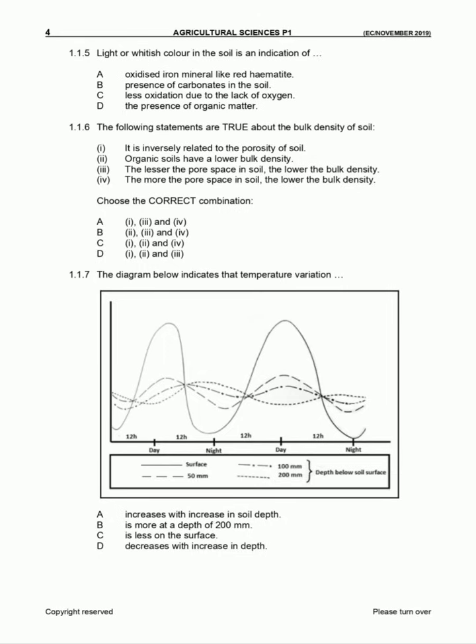Then the diagram below indicates the temperature variation. Now when it comes to temperature variation, does it increase with the increase in soil depth, that is number 1, or is it more at a depth of 200 millimeters? So now you look at this diagram. This is what is required of you. Study this diagram.